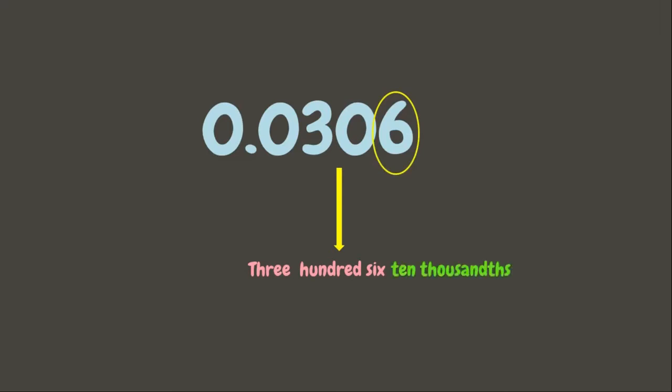Let's have the last example. How do we read this decimal? Since there is no whole number, we proceed to the decimal part. We have 306. And then, let's add the place value of the last digit, which is 6. The place value of 6 is very good. It is ten thousandths. Therefore, we read this as 306 ten thousandths.